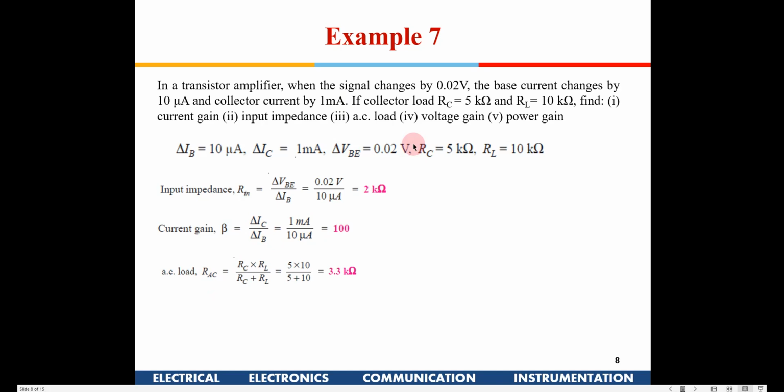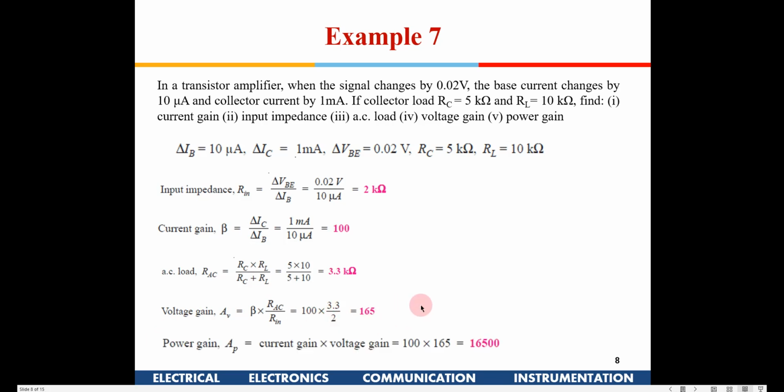And the AC load: RC and RL are given, so we know the AC load is the parallel of these two. RC into RL divided by RC plus RL gives the parallel combination. The voltage gain is given by beta RAC divided by Rin. So substituting that, we get the voltage gain. And power gain is current gain into voltage gain.